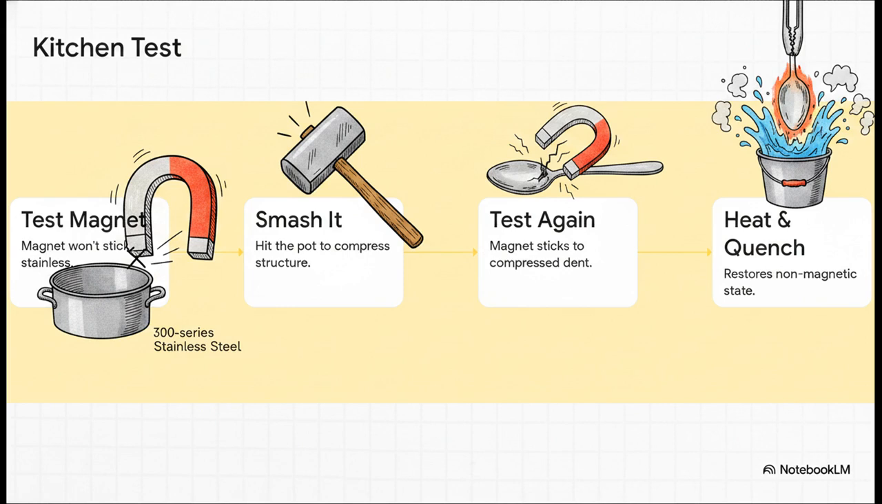Now, step 2, and maybe do this outside. Take a heavy hammer and smash that metal until it dents. Step 3, put the magnet exactly where you dented it. Suddenly, it sticks. No way, right? Finally, step 4. If you were to heat that dented metal up until it's glowing red hot and then rapidly quench it in cold water, the magnet would fall right off again.